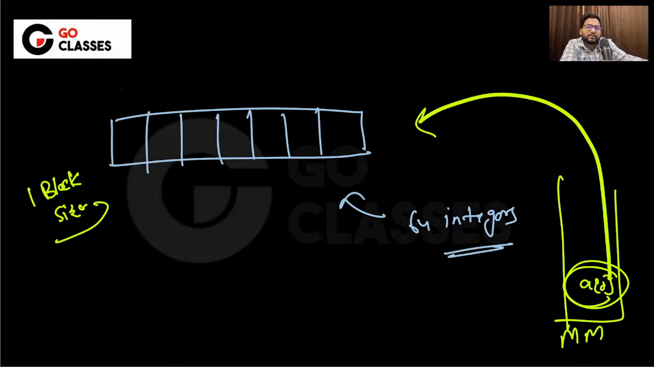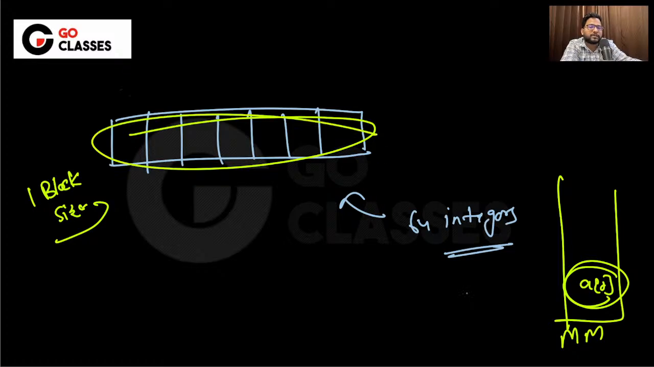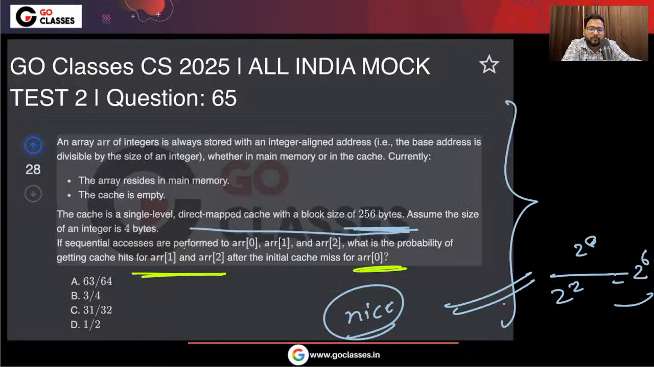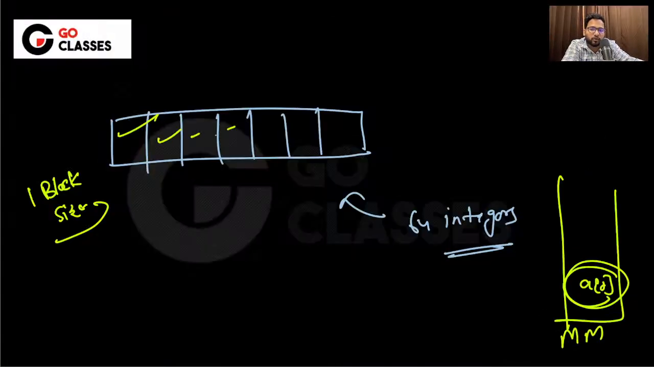Now if you're storing this a0, you have options to store it. You can store a0 here, you can store a0 here, you can store a0 here in one block, right? So if you store a0 here, then you can store the whole array. That's what this question is saying: we have an array of integers stored at an integer-aligned address, which means you have to store the array here. You can't start storing from byte number 2 or something like this. That is given in the question.